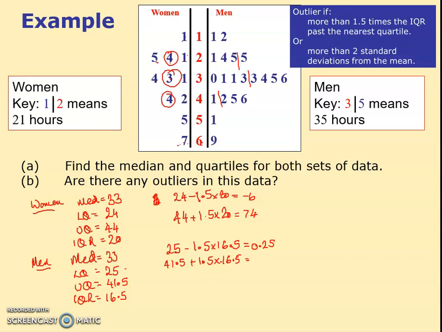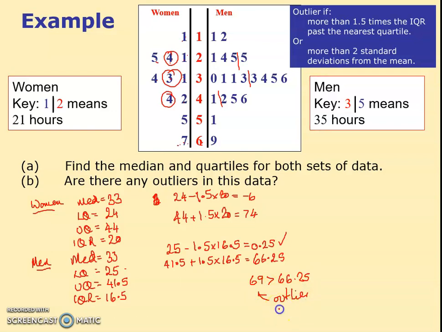And I get 66.25. Now, do I have any numbers which are outliers? At the bottom end, my lowest number is 11, so that's fine. At the top end, oh look, I've got a 69. So I can write here 69 is greater than 66.25, and therefore this is an outlier. And that's what you've got to do.